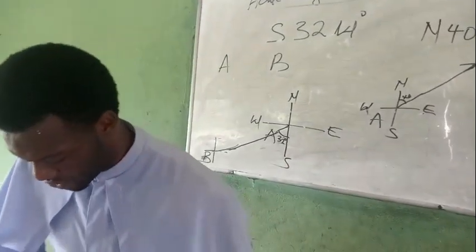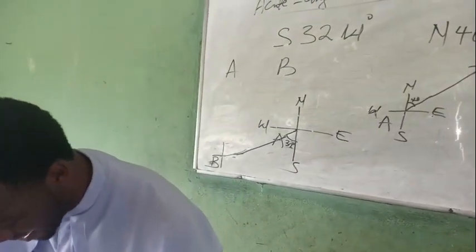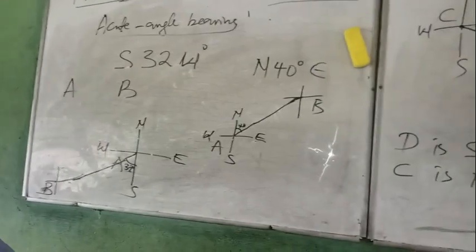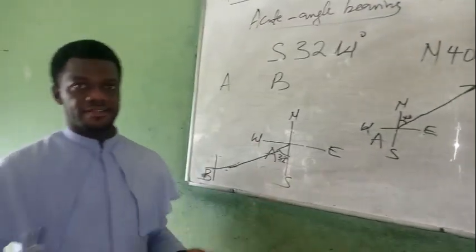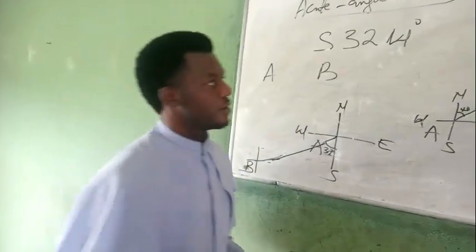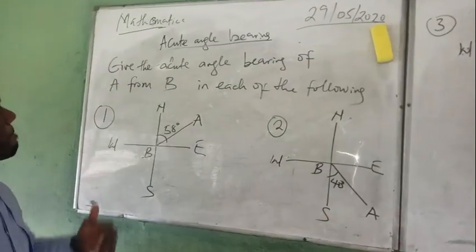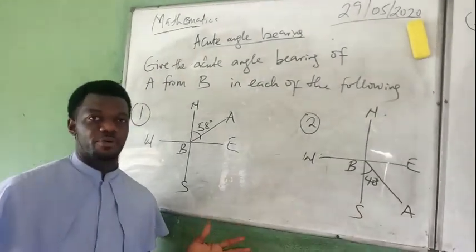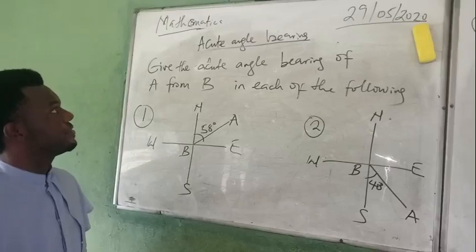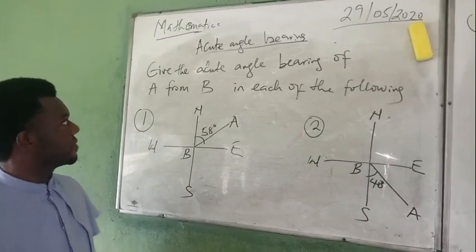So we'll do more examples. It means that the acute angle the student makes must be less than 90 degrees. So now we do examples. These are examples of acute angle bearing.